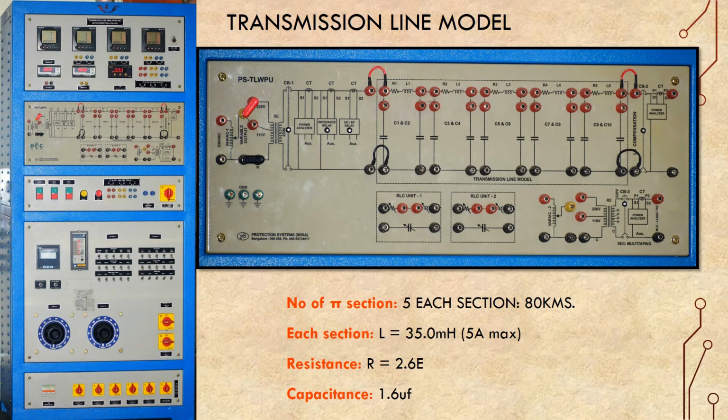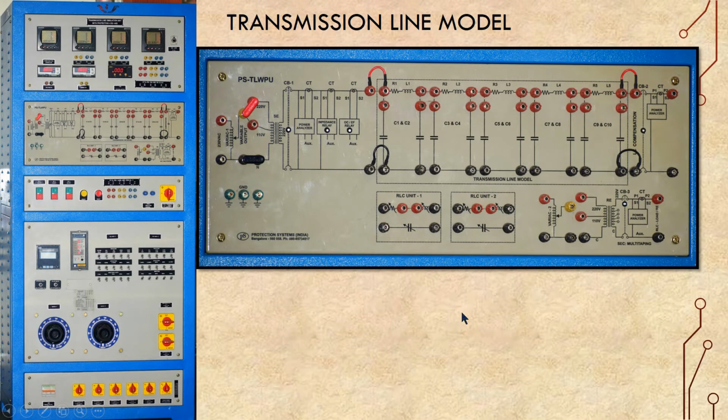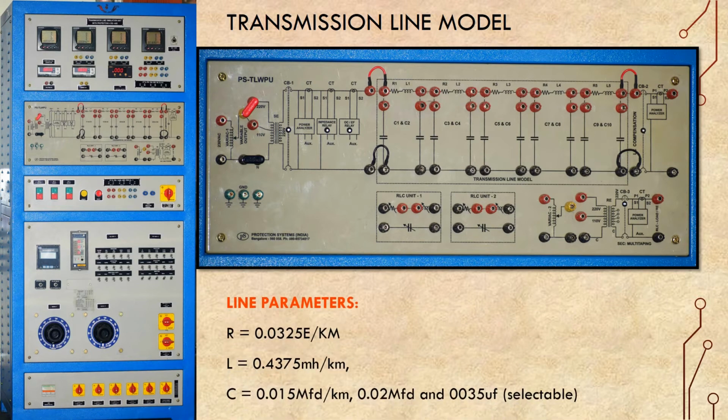Next we have 5 sections of 80 kilometer, and its rating is this L rating. L1 is 35 millihenry, 5 ampere maximum, and this resistance is 2.6 ohm and the capacitance is 1.6. And if we see the line parameters, R is this much ohm per kilometer and L is this much millihenry per kilometer, and capacitance is farad per kilometer, and this is selectable.